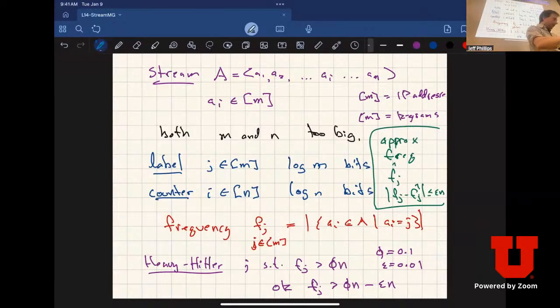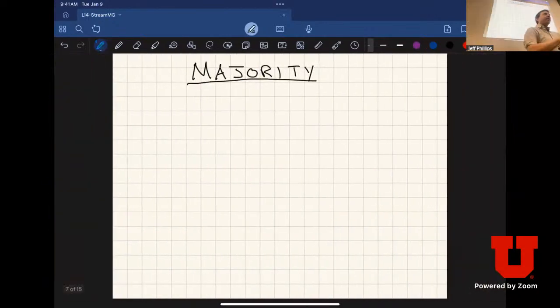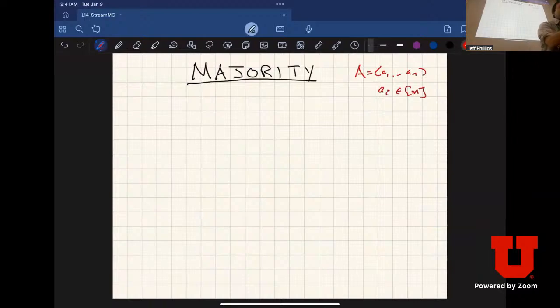Okay, how do we solve this? I'm going to start with a simpler problem, called majority. Again, we're going to have A1 up to AN, and each AI is going to be in M.